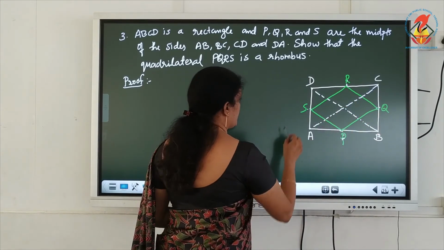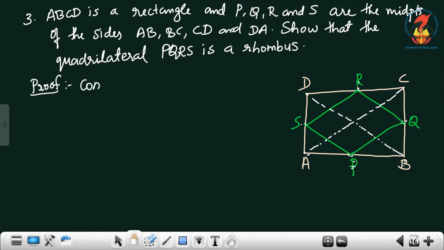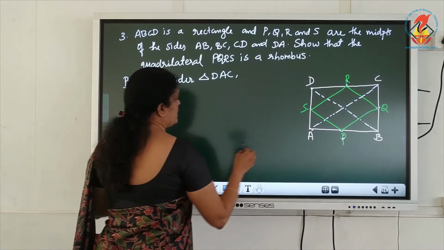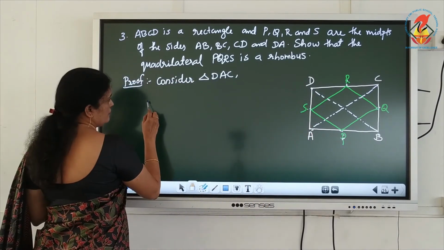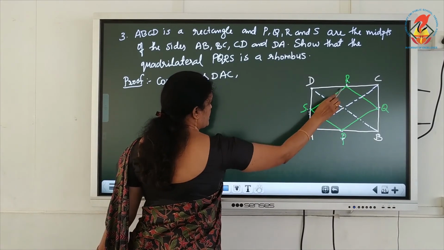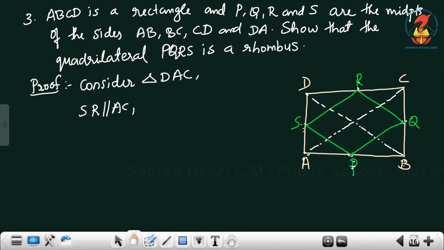Here, first we consider triangle DAC. S and R are the midpoints of DA and DC. By the midpoint theorem, SR is parallel to AC, therefore SR equal to half AC.